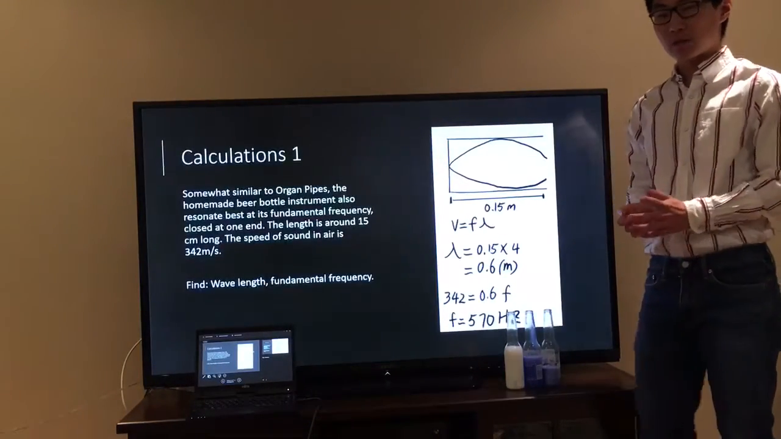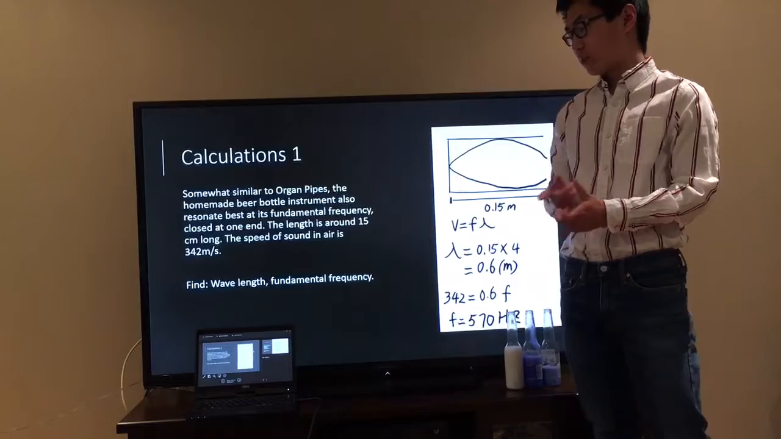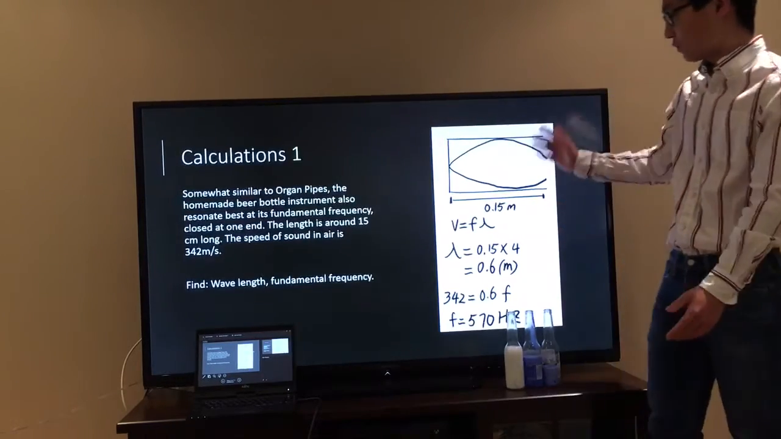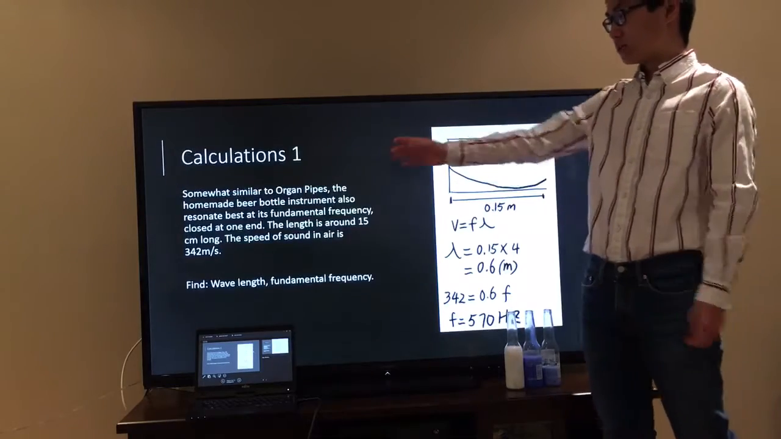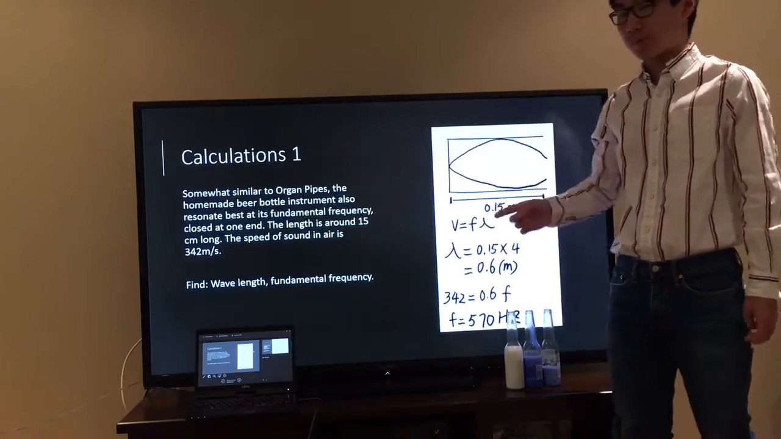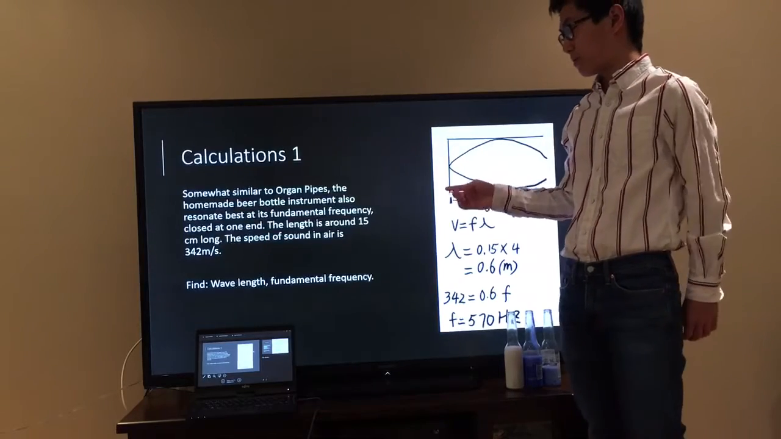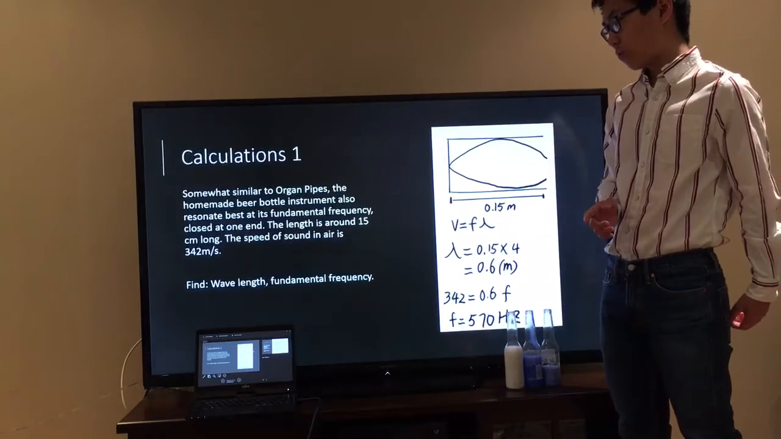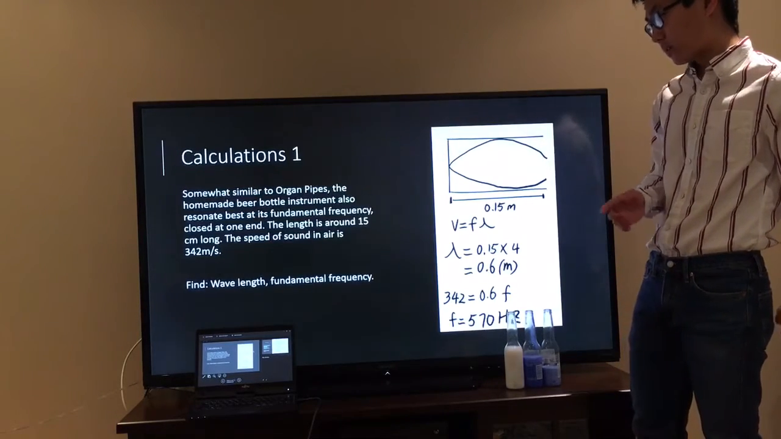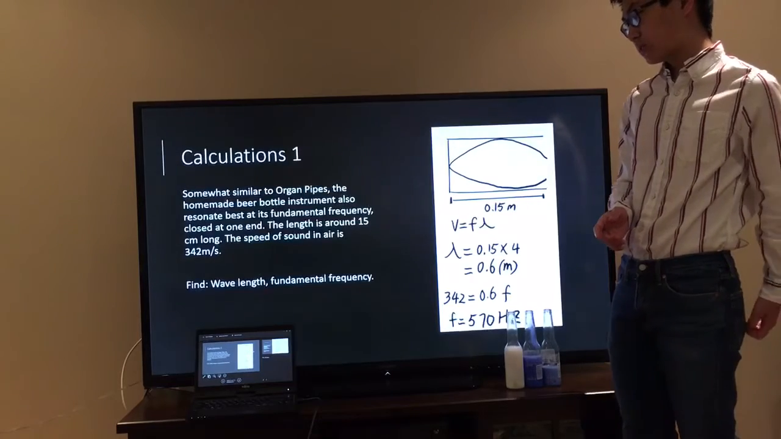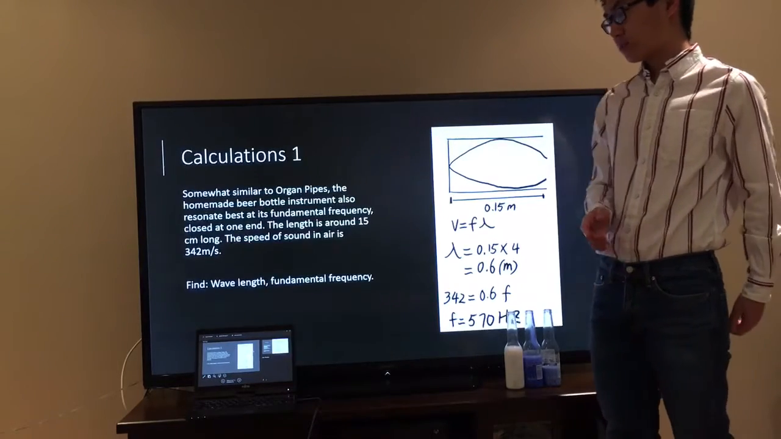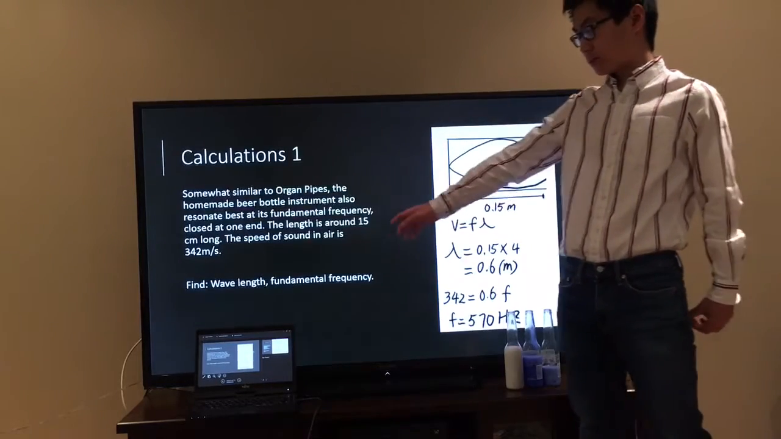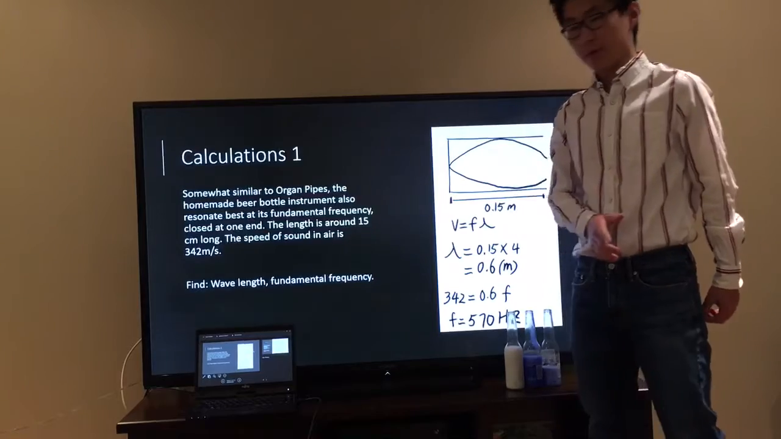Now, here are some calculations that I have done to find the wavelength and the fundamental frequency, and what it looks like in an everyday scenario. The first calculation states the question: somewhat similar to the organ pipe, the homemade instrument, a beer bottle, also resonates best at its fundamental frequency, closed at one end. The length is around 15 centimeters. The speed of sound in air is 342 meters per second, which is a given constant. Now, it asks us to find the wavelength and the fundamental frequency.